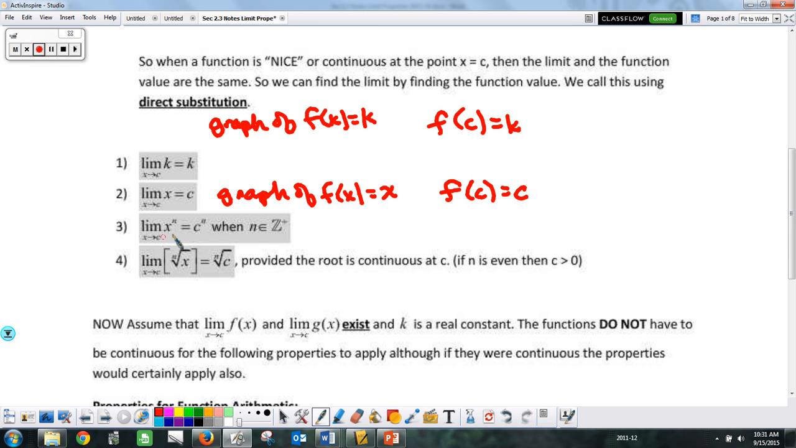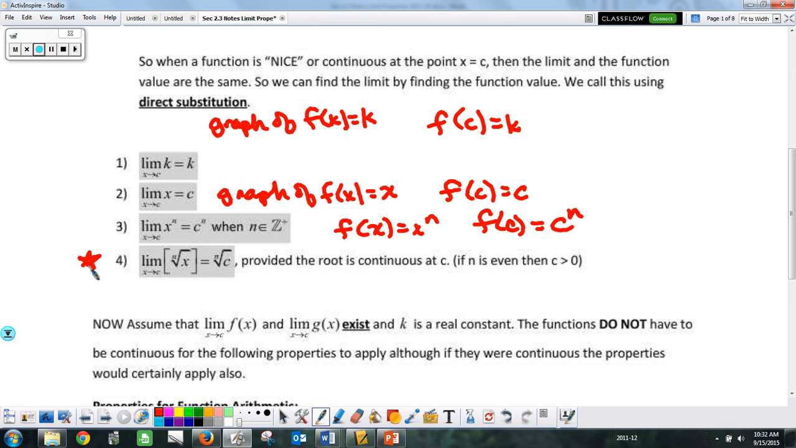If you have a power function where n is a positive integer, squared, cubed, to the fourth power, fifth power, and so on, all odd power functions and all even power functions are continuous functions. So we would simply plug it in. Our graph would be f of x equals x to the n, and if we want to calculate the limit, we would do f of c, which would be c to the n. We're just plugging it in, as long as you know that it is continuous.